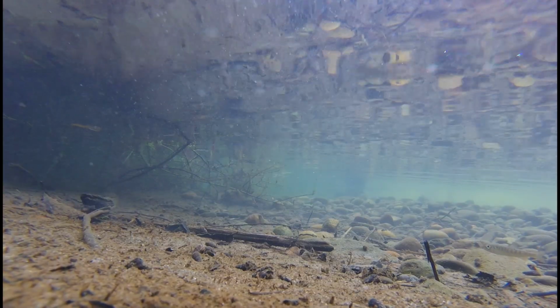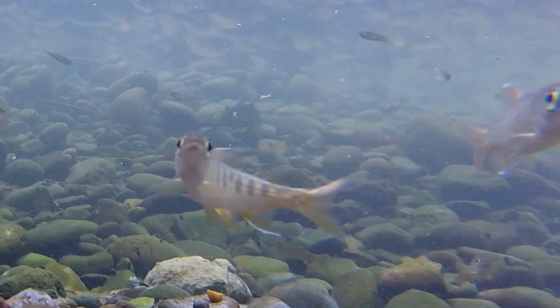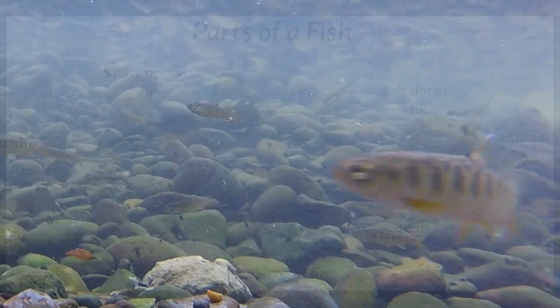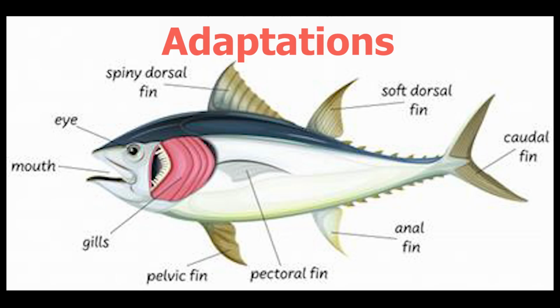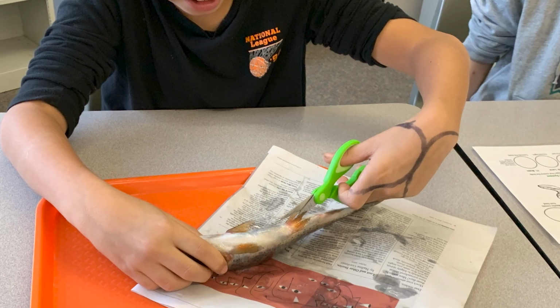I bet you came up with some great ideas. One goal we have when we come to your classroom is to explore how fish are able to survive in their water environment. The body parts and behaviors that help them survive are called adaptations. If you look closely, you'll be able to find different adaptations inside and outside your fish.